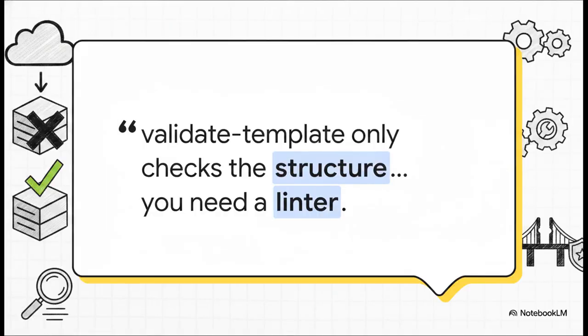So the core takeaway is perfectly captured in this quote from the mysterious code research. Validate-template only checks the structure. To catch those mistakes before you deploy, you need a linter. Basically, if the CLI command fails, you can be 100% sure your stack won't build. But if it passes, that is definitely not a guarantee that it's going to deploy successfully. Even AWS points this out in their own best practices. We have to go way deeper than just structural validation.